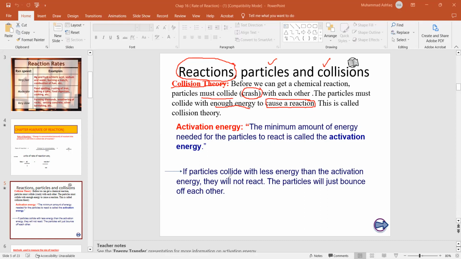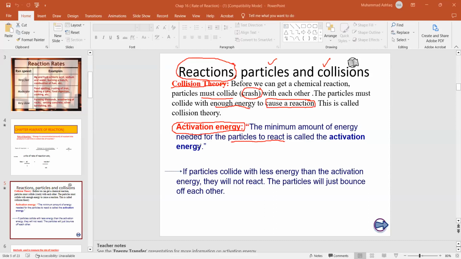So to get an effective collision, we should know that there should be activation energy. Okay. So what is activation energy? The minimum amount of energy needed for the particles to react, or you can say to collide with one another. This is called activation energy.